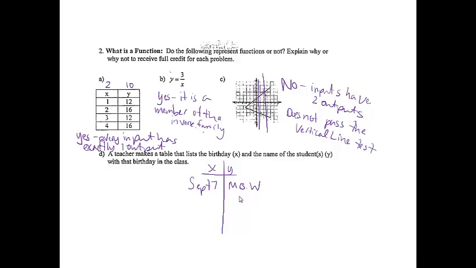Well, I guess my name is Mrs. Wiersma. Okay, and then I might put May 18, and that birthday would be Justin. And I might put October 28, and that name would be Kyle. Now I want to think, if I listed September 7 again, would it be possible for me to put another name? Well, yes, I know that Jasmine had her birthday on September 7.